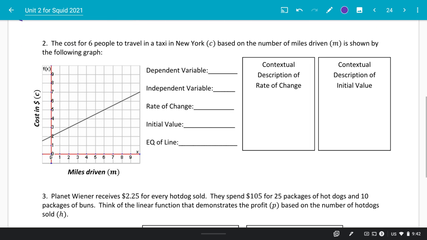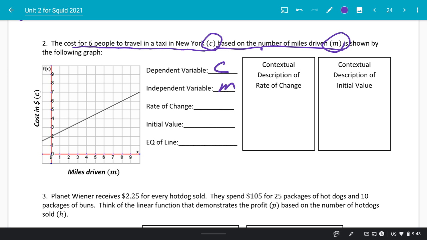Let's look at number 2. Let's look at number 2. Oh no, I don't have a graph here. Okay, the cost of 6 people to travel in a taxi in New York City, C, is based on the number of miles driven, M. It's shown by the following graph. What is my dependent variable? C. How do you know that? C is based on. What is my independent variable then? M.